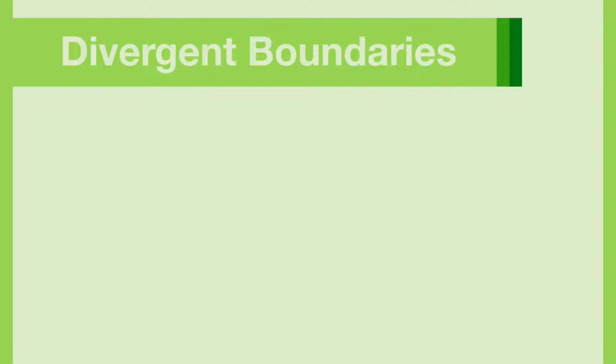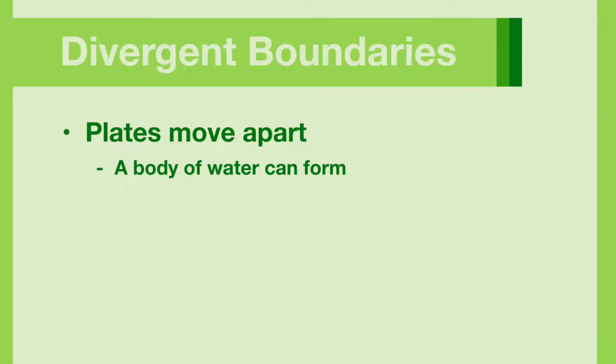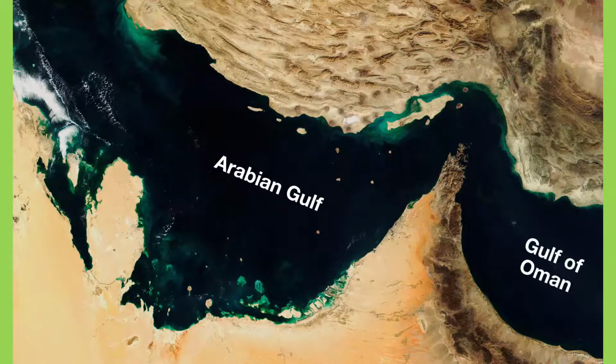The second type of boundary is called divergent. At a divergent boundary, the plates move apart. As they move away from each other, a body of water can form between them. A good example of this is the Arabian Gulf region, where the Arabian plate and the Eurasian plate moved apart to form the Arabian Gulf and the Gulf of Oman. More recently, the 2 plates have become convergent again, forming mountains. You can see those at the top of the photo.